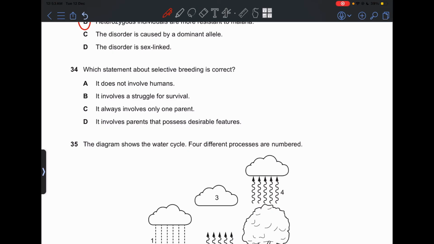So A says it does not involve humans. This is incorrect. B says it involves a struggle for survival. This is incorrect because this is not natural selection. C says it involves only one parent. This is actually incorrect because there are other parents, so for example, a cow can reproduce. This is not asexual reproduction. D says it involves parents that possess desirable features. This is correct. This is the whole point of selective breeding, so our answer is going to be D.